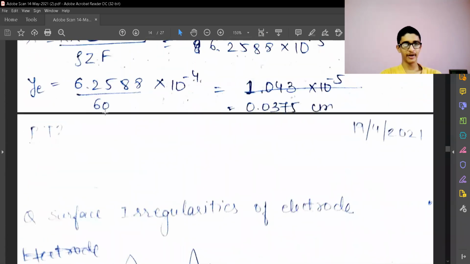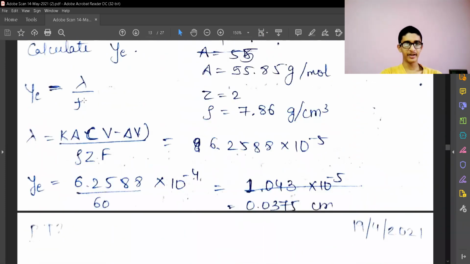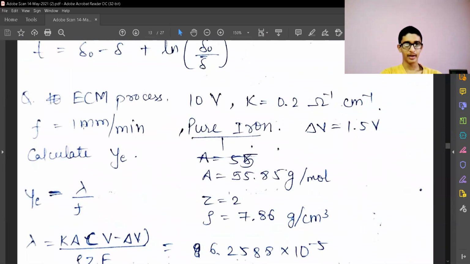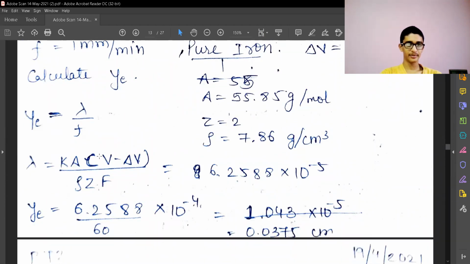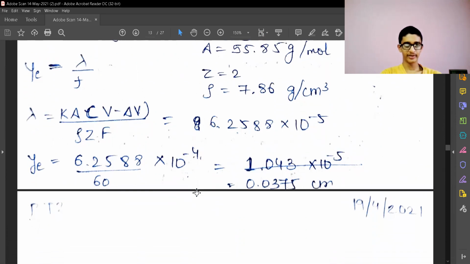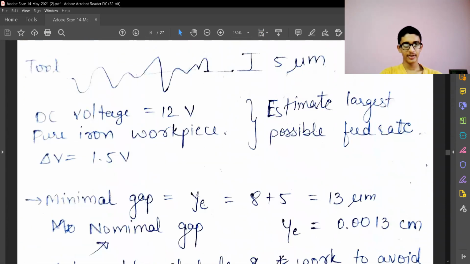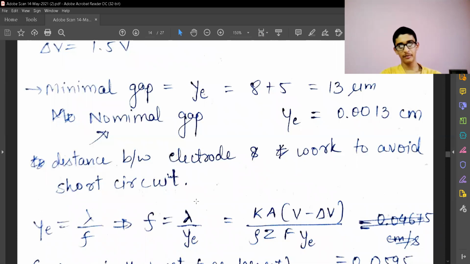Since we got Y in centimeters and the feed rate was given in mm per minute, mm per second should be the value we enter in my formula. You should take that into account, since my final answer YE came out in centimeters. You should remember what value and in what units to substitute, so that the values have consistency in units.